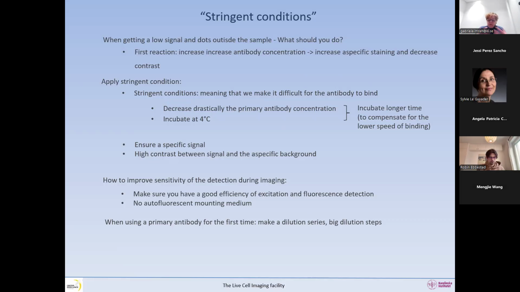So the first impulse that we have if we have a low signal is to put more antibody. No, don't do that. Make new samples and make a dilution series, or use the stringent conditions of low temperature, 4 degrees, and longer incubation times.